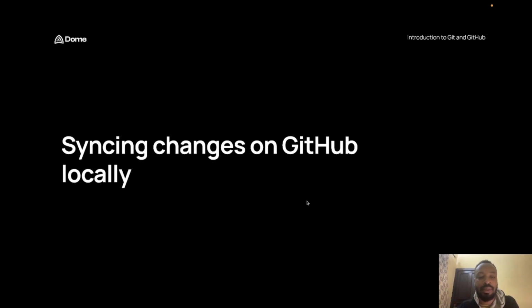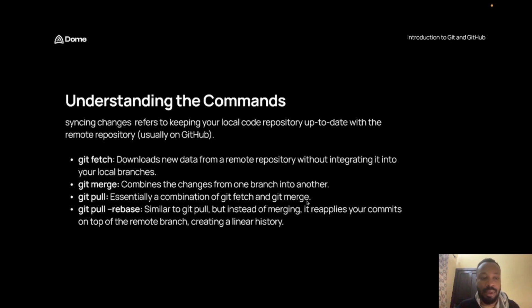Welcome back. Right now we're going to look at how to sync changes we made on GitHub locally. All the changes we made online on GitHub, we want to pull to our own code that we have on our system. We want to see those changes on our system. To do that, there are simple commands you can use.